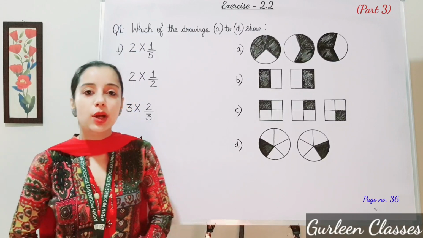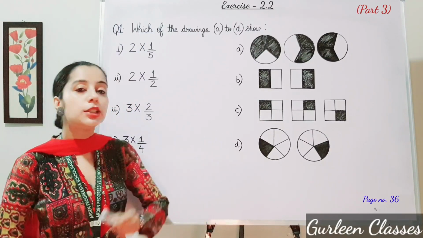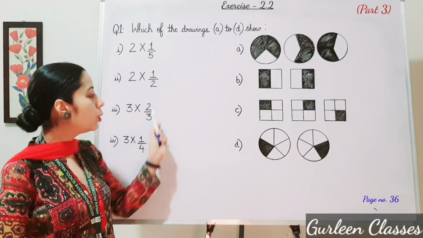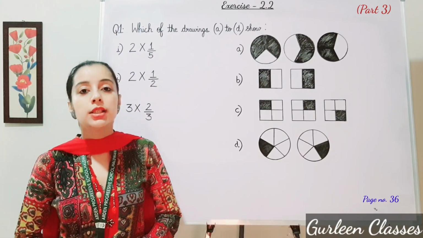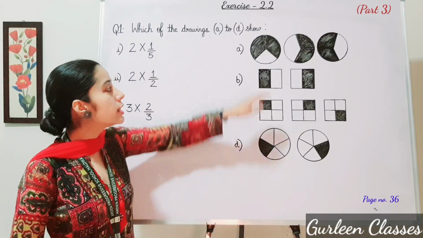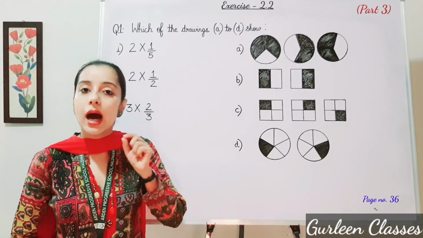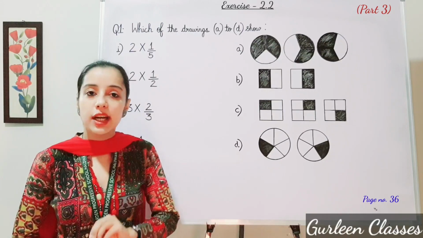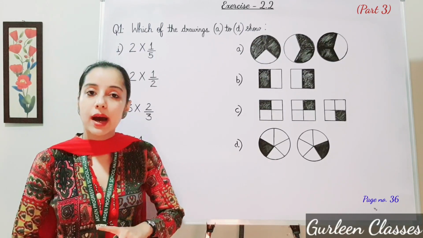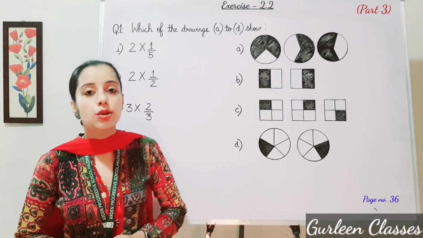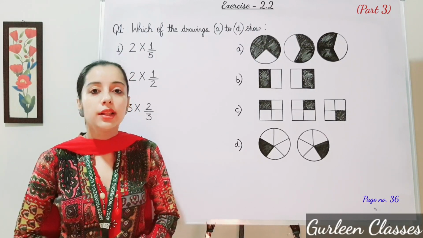Question number 1, which of the drawings A to D show... we have to match the following, these A to D parts with 1 to 4, which fractions are given. So let us do A part. If you see the circle, how many total number of parts are there? 3. Out of 3, 2 parts are shaded. And we know that shaded part comes in the numerator and total comes in the denominator. So fraction is 2 upon 3.